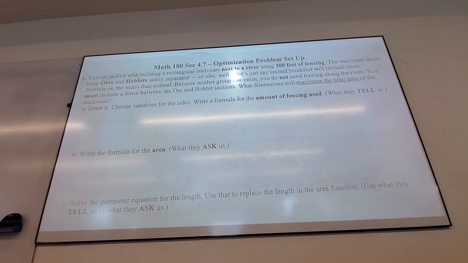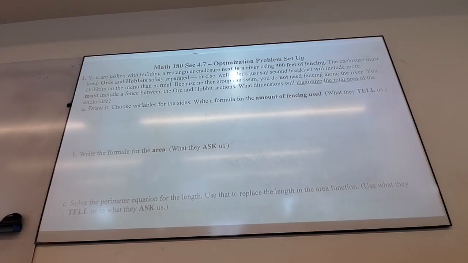This is a classic calculus problem. For some reason, we love rivers and putting fences next to them. If we had our way, there would be fences next to every river. So we have a river, and I want to set up a pen for some reason, I've got a bunch of orcs and hobbits as pets, right? And the hobbits are probably not happy about that, but I give them a second breakfast and they're okay. Sorry if you don't like Lord of the Rings.